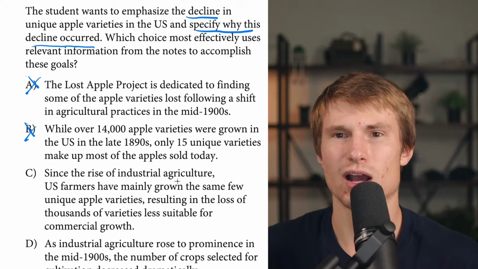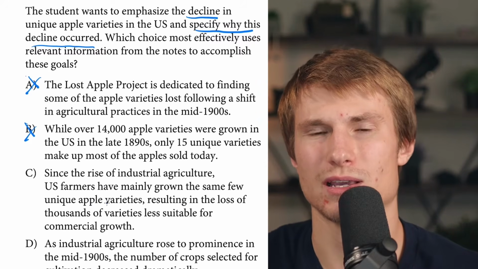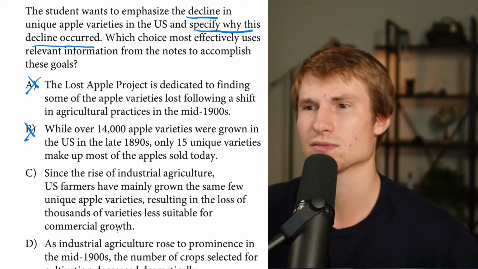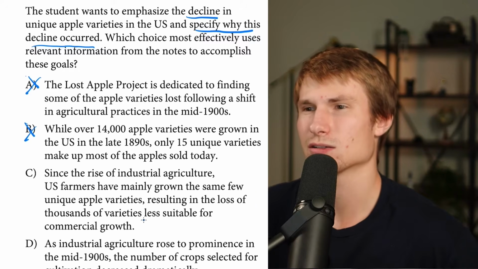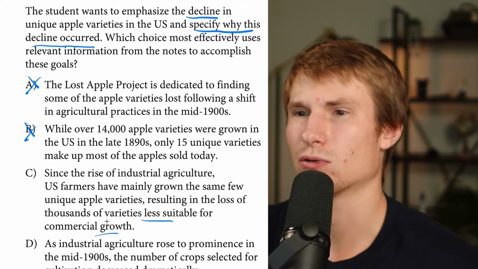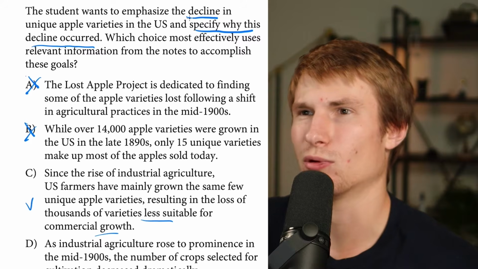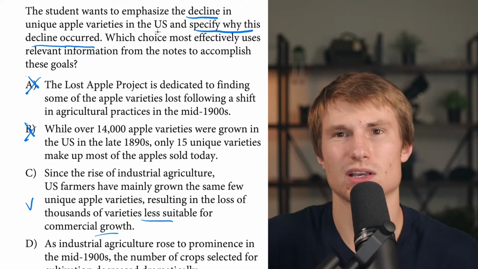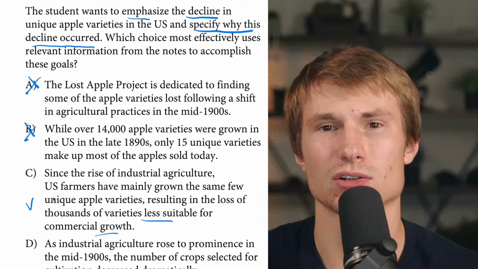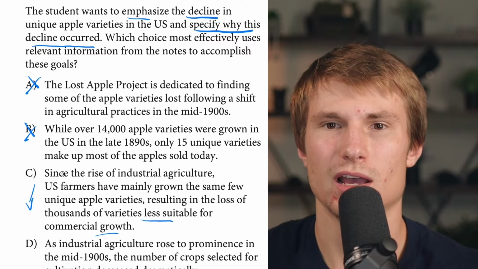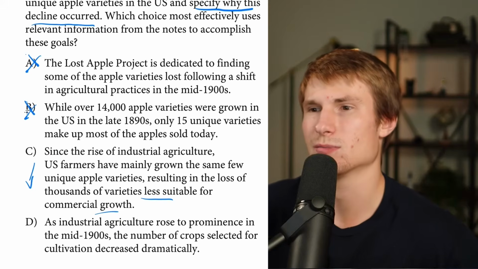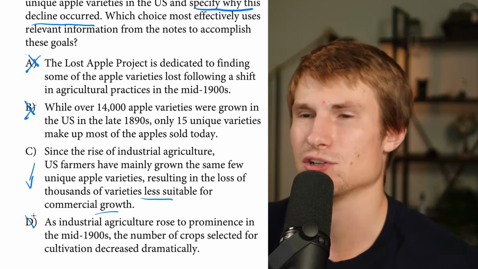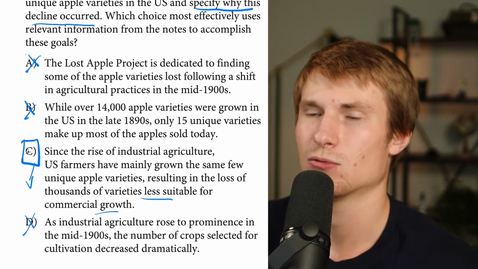C, since the rise of industrial agriculture, U.S. farmers have mainly grown the same few unique apple varieties, resulting in the loss of thousands of varieties less suitable for commercial growth. Okay, well, that addresses all of our points, the decline in unique apple varieties in the U.S. and why it occurred. So C looks perfect. We'll take a quick look at D. As industrial agriculture rose to prominence in the mid-1900s, the number of crops selected for cultivation decreased dramatically. Okay, C will have to be our answer there.